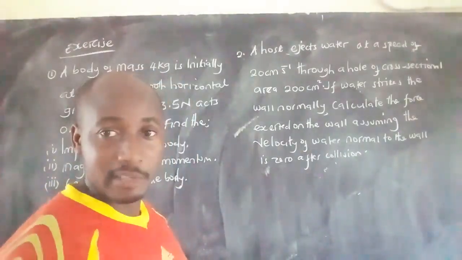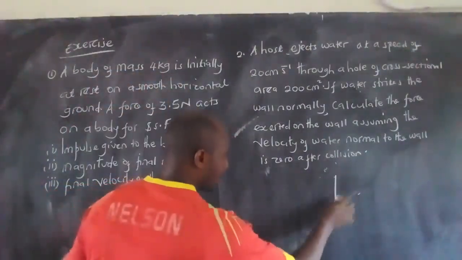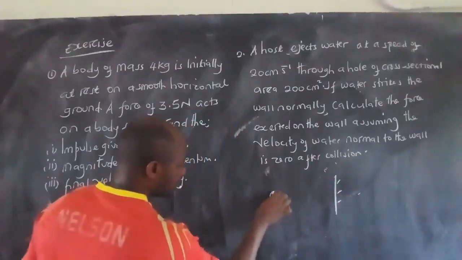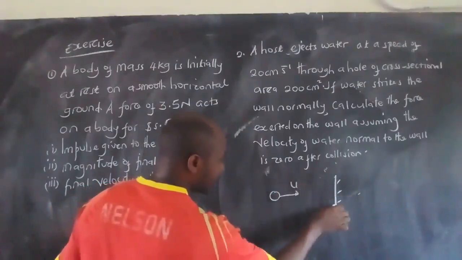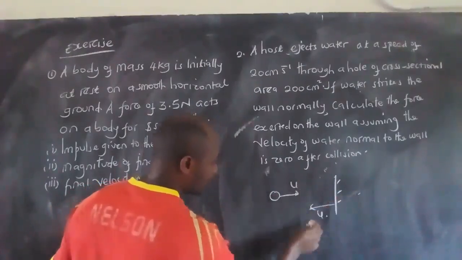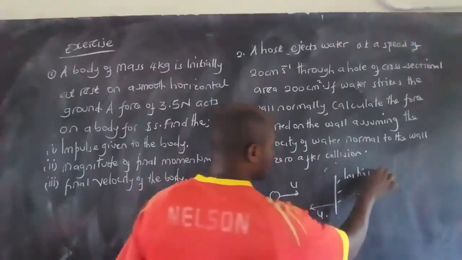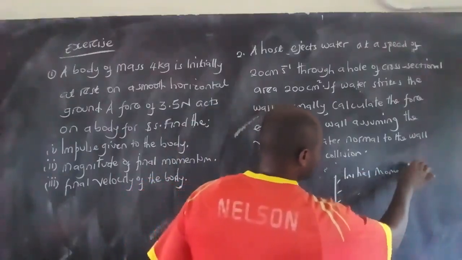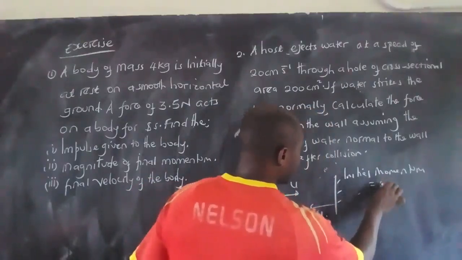But if there is rebounding, the change in momentum will be different. For example, if this is the wall and this is the wheel, it goes with speed u, then it rebounds with another speed u. So the initial momentum, in that case, is m what?